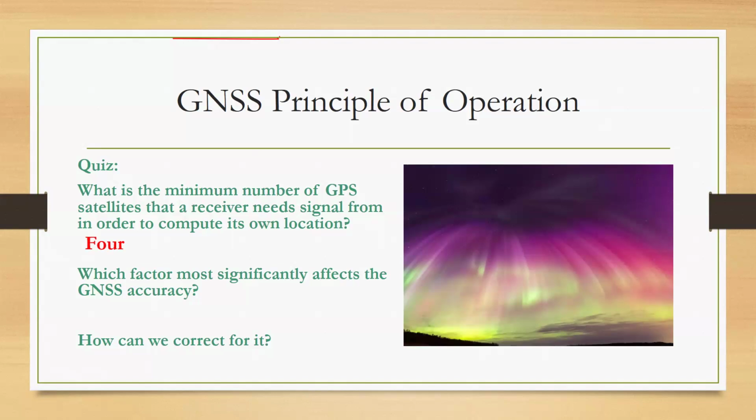The second question is, which factor most significantly affects GNSS accuracy? I need to see the answers for this one. Okay, I've seen 3. Yeah, thank you so much. I think we all got this. It's the ionospheric delay that most significantly affects GNSS accuracy.